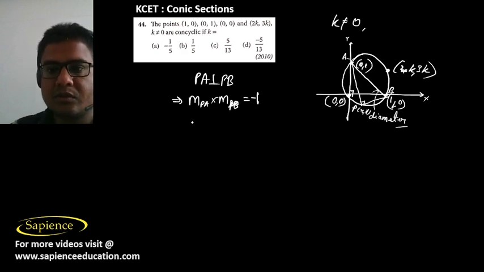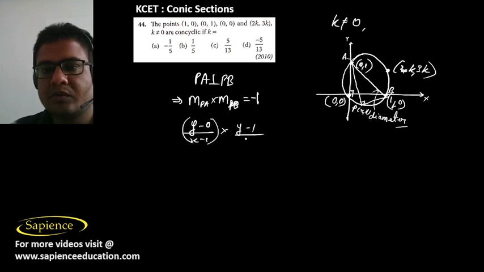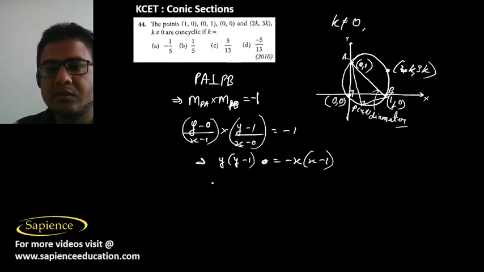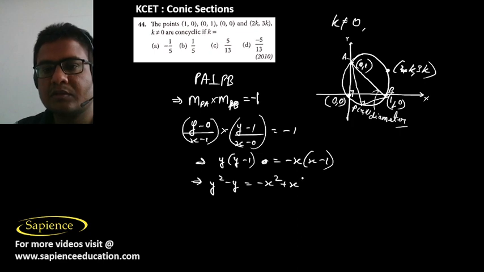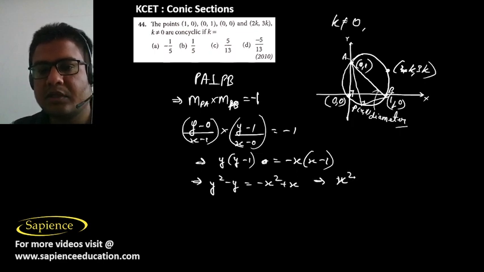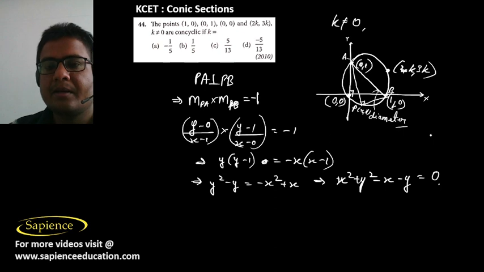So this will be (y minus 0) by (x minus 1) into (y minus 1) by (x minus 0) is equal to -1. So therefore we can say that y into (y minus 1) is equal to minus x into (x minus 1). So we will have y square minus y equal to minus x square plus x. So this will be x square plus y square minus x minus y equal to 0.